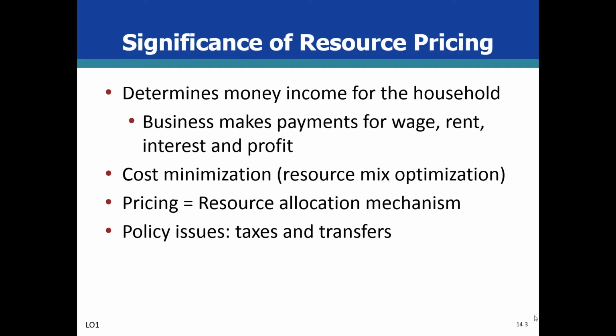From the firm's perspective, the mix of resources purchased from households must be done in a way that minimizes the overall cost of producing the most output. The firm attempts to optimize the mix of resources. Product prices allocate finished goods and services to consumers. Resource pricing allocates resources among industries and firms. Government can allocate income to households by taxing and transfers. Thus, government policy does play a role in resource pricing.